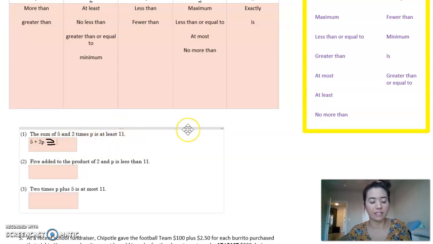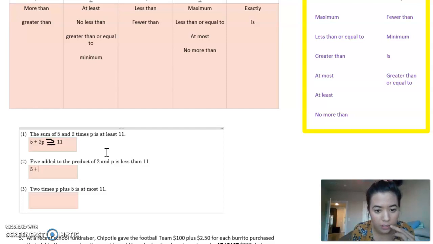Is at least 11. So this left side here is at least 11, so that means 11 needs to be the smallest possible thing. So it can be equal to 11, or it can be anything greater than 11. So again, at least 11 means it can be 11, so or equal to. At least tells us we would like to have it be a bigger number, so it gets the bigger part of the sign.